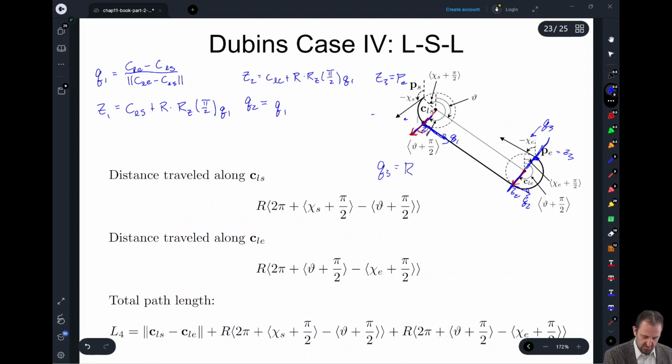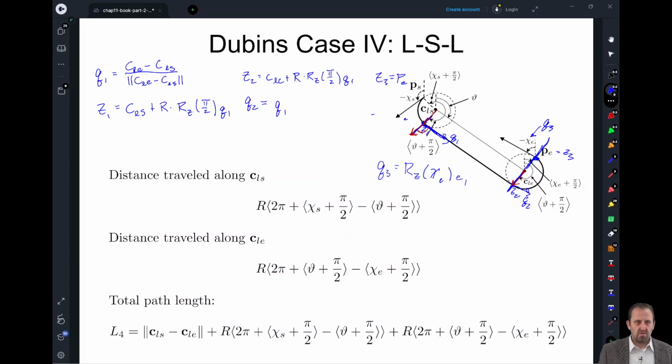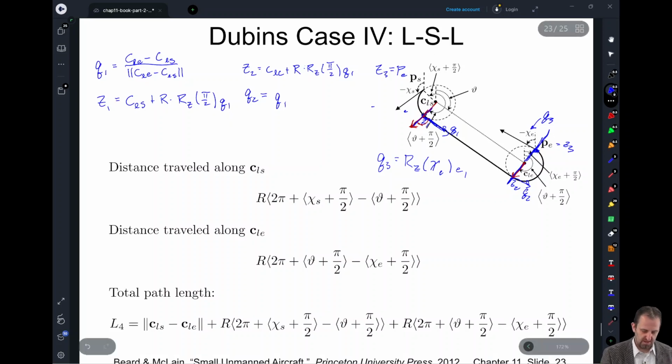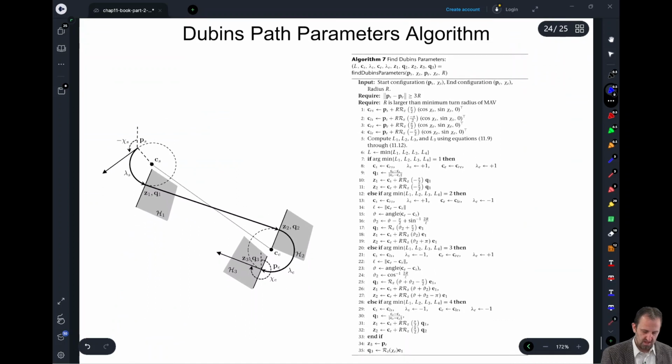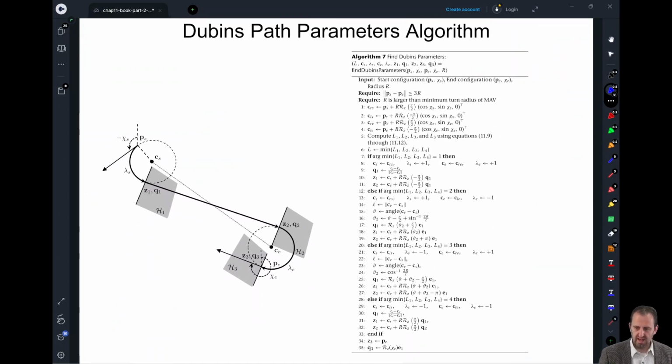Just the same as always, RZ, and then we take our ending orientation and we multiply it by E1. Okay. So now we've defined these switching surfaces for all four of our cases that we're concerned about. And again, we haven't defined them for the other two cases because we're assuming that we have sufficient spacing between our points. So now let's jump in and look at this Dubins path algorithm.